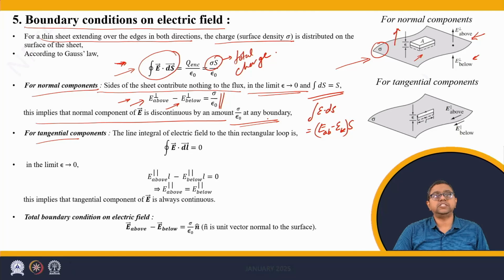Next, we consider the tangential components. We will consider the line integral of the electric field around the rectangular loop as shown here. This is the same thin sheet with charge density sigma. Here we are considering a rectangular loop which goes above and below the thin sheet. This rectangular area has a length L and a thickness which is slightly more than the thin sheet, such that the rectangle moves in above the thin sheet and below the thin sheet.